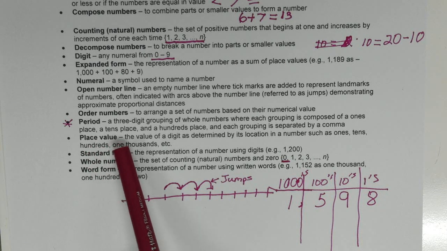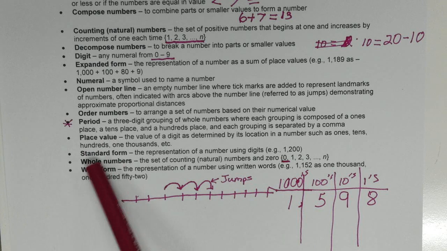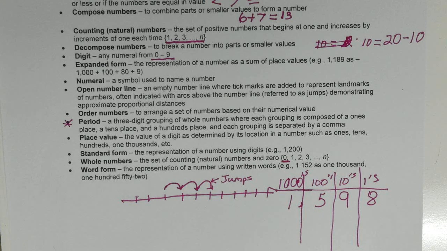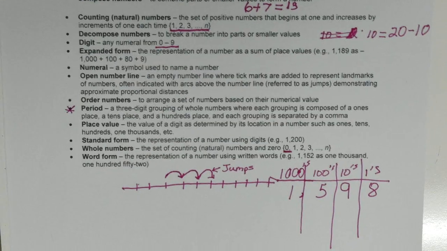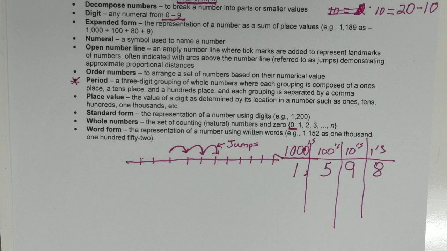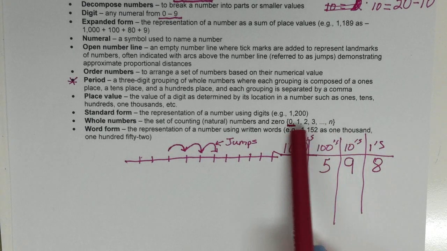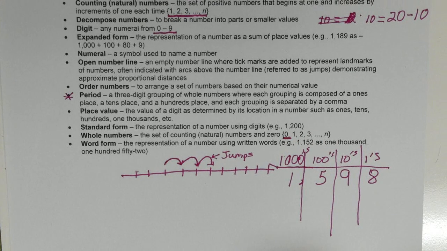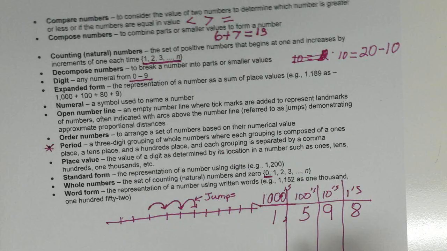Place value. That's why I put a star by it, parents. Place value is the value of a digit as determined by its location in a number, such as ones, tens, hundreds, thousands, and it can even go further. Did you know that? All right, standard form. That's just writing a number. Okay? Just writing a number. That's all.